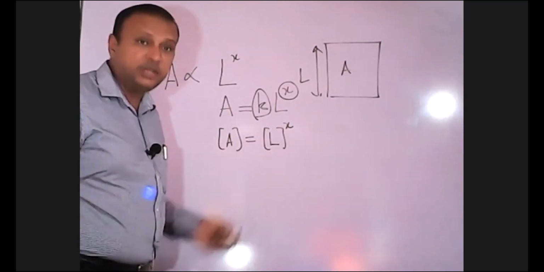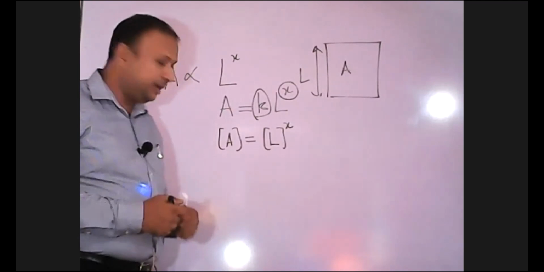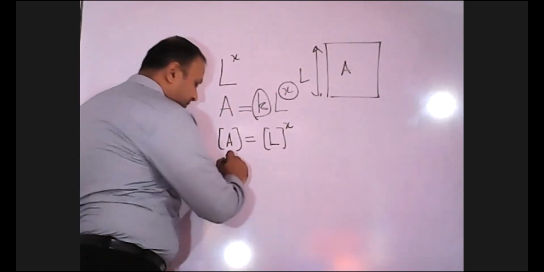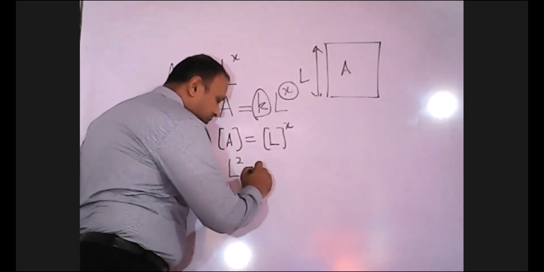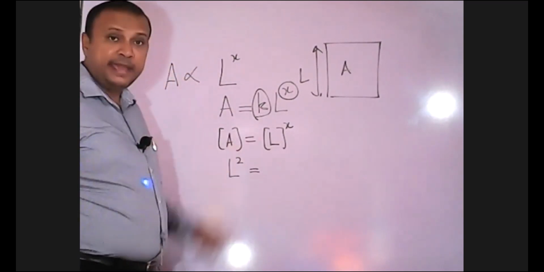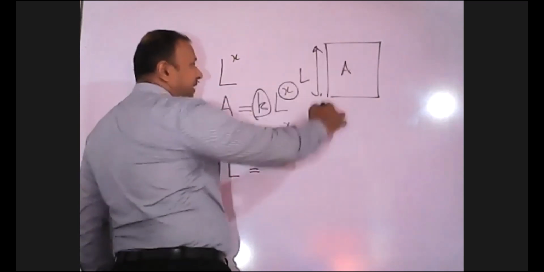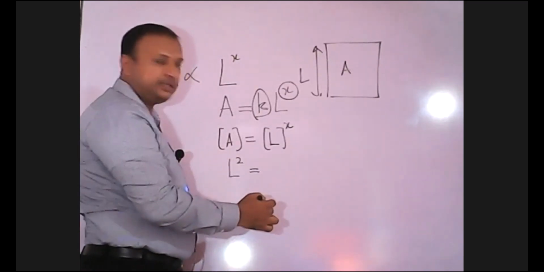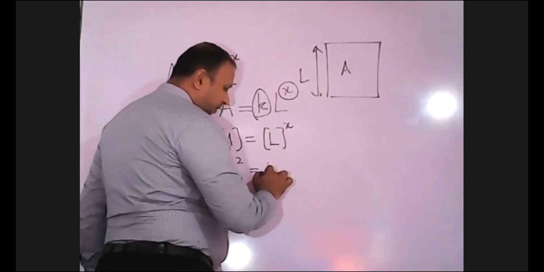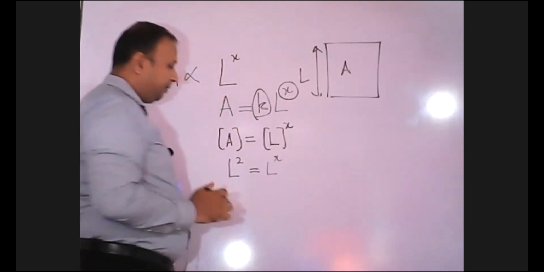Then the dimension of A, I can write this as L squared, because A is area. So the dimension of A is L squared. Then the dimension of L is a length. Side length is length. So the dimension of L also is L.